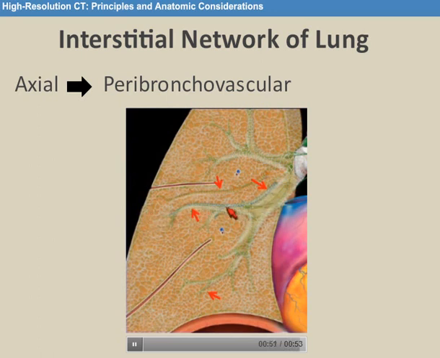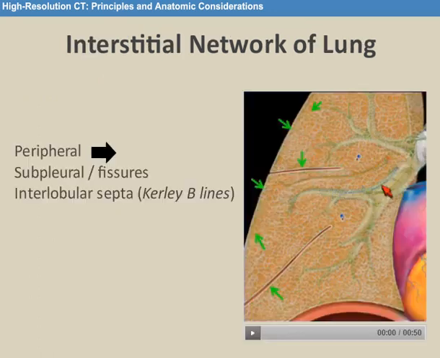You can see this sort of loose connective tissue the artist has drawn. Now we'll jump out to the periphery of the lung for the second component of the interstitial fiber network, the so-called peripheral interstitium. And this is a subpleural loose connective tissue. When I say subpleural, that's along the costal pleural surface, any pleural surface, but also includes the interlobar fissures.